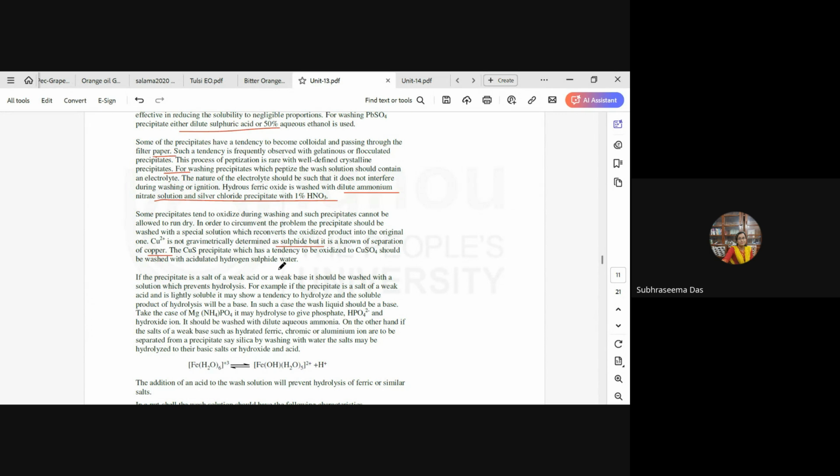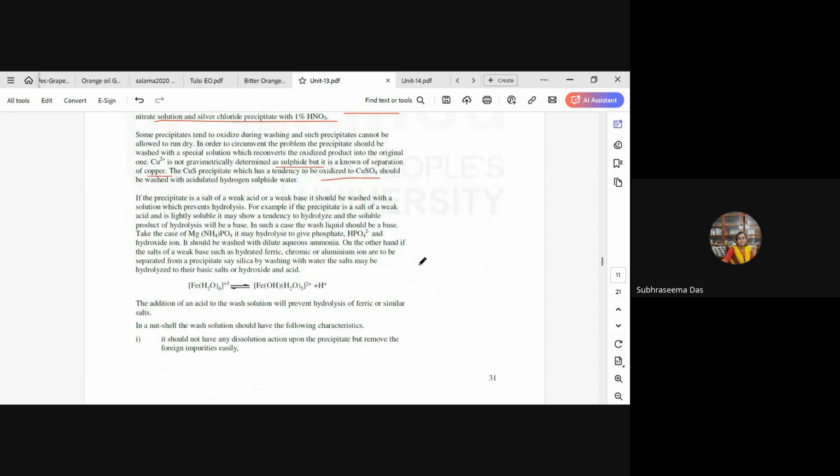The CuS precipitate which is formed has a tendency to oxidize to copper sulfate and should be washed with acidulated hydrogen sulfide water. So these are some of the methods for washing a precipitate. The chemical composition is important and the nature of the precipitate is also important. This is how we should identify the reagents for washing the precipitate.